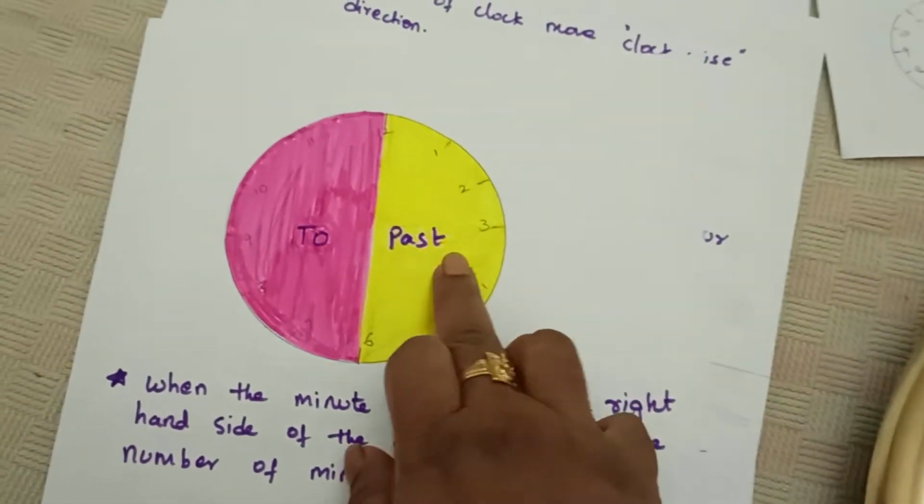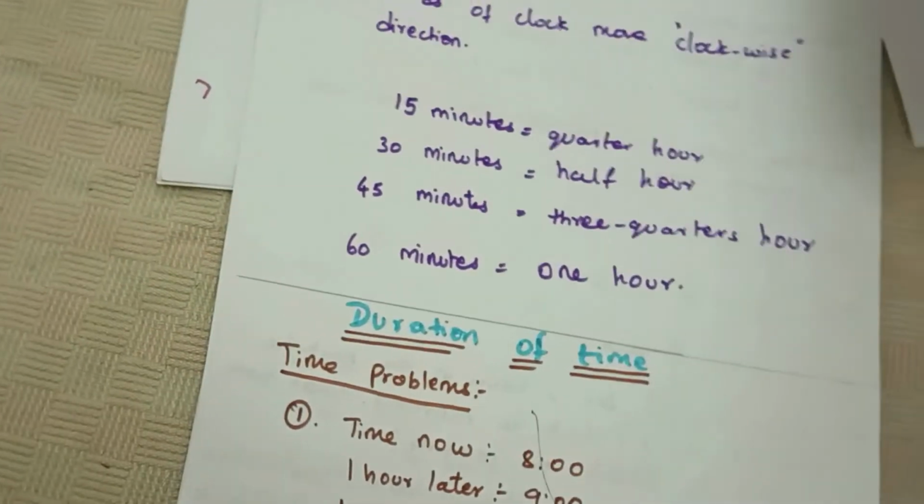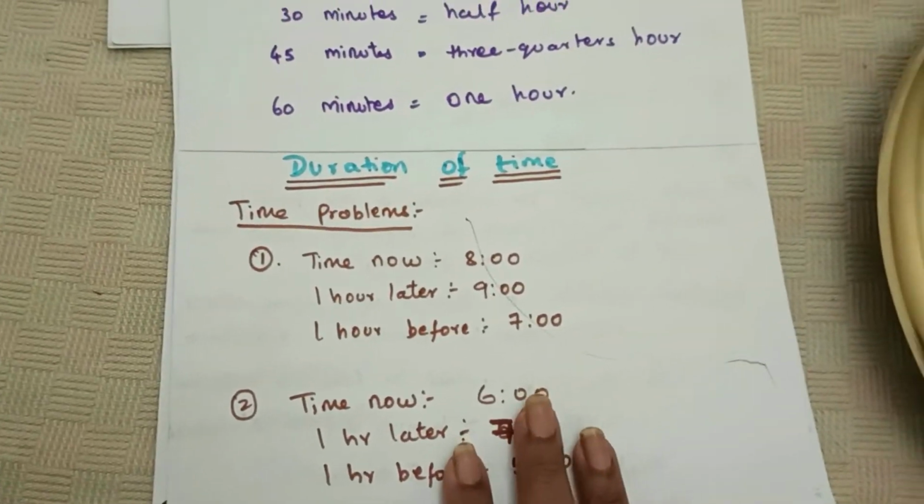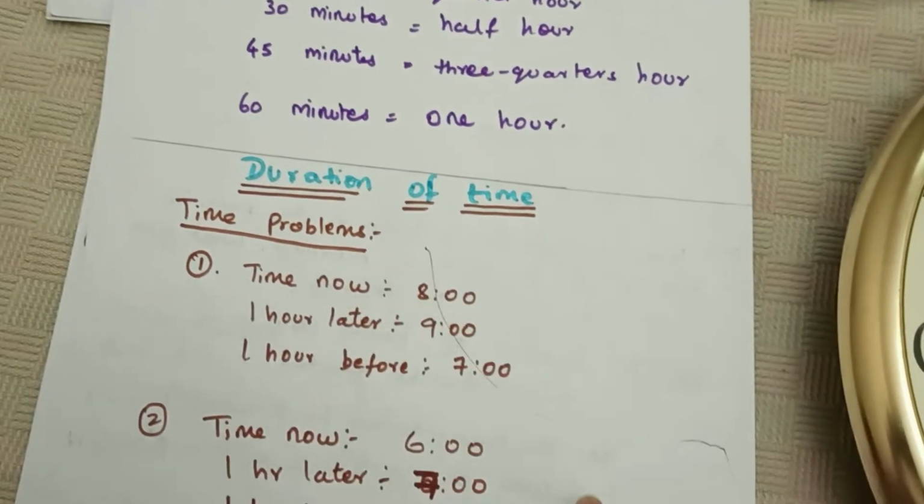The time is 1:45. So 1:45 or 15 minutes to 2 or quarter to 2. So this is related to past and to. Now we will just see some simple questions based on duration of time.